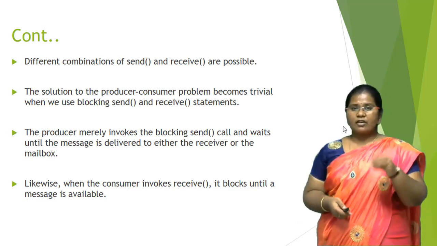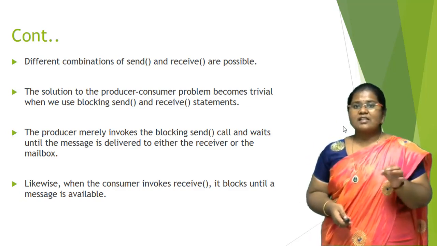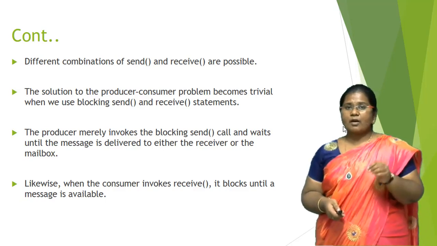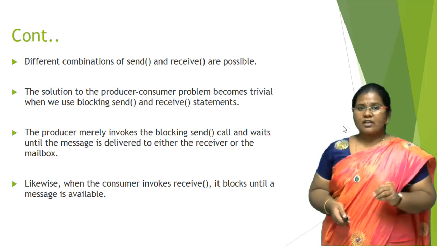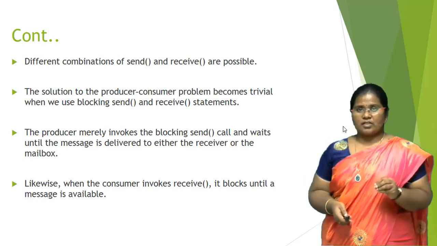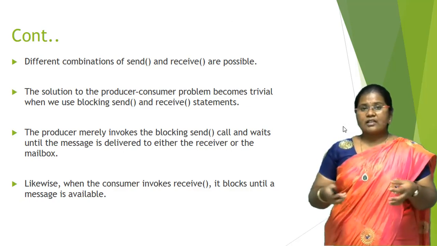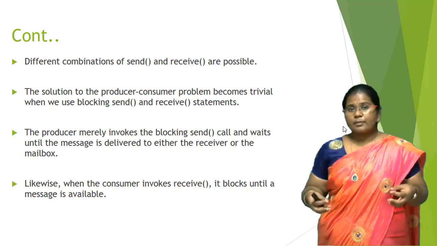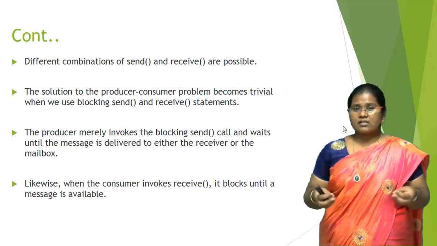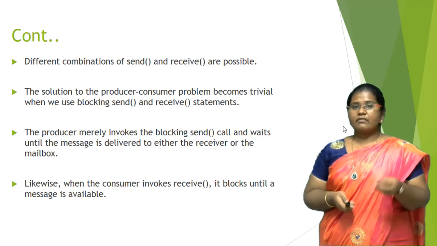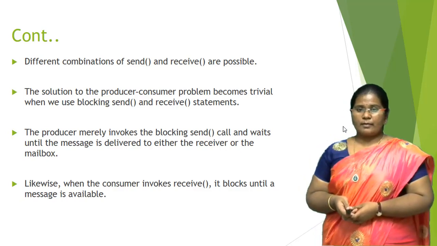The producer and consumer problem will become trivial, in the sense of having less importance, if it implements the blocking send and blocking receive combination. Because with this combination, you get process synchronization, so that the producer and consumer will not try to access the same memory or the same mailbox at a time, which fulfills our third condition in the producer-consumer problem.